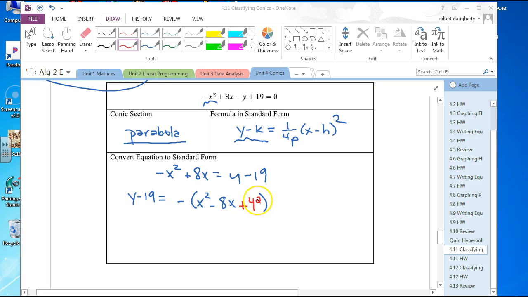Yeah, 4 squared. So it looks like I'm adding 16, but what am I really doing? I'm subtracting 16. So this equation is y minus 35 equal negative x minus 4 squared. Where's the vertex of that parabola? It's the vertex is (4, 35). Of this one, does this parabola open up or down? Down. Okay, there's a negative in front of it.